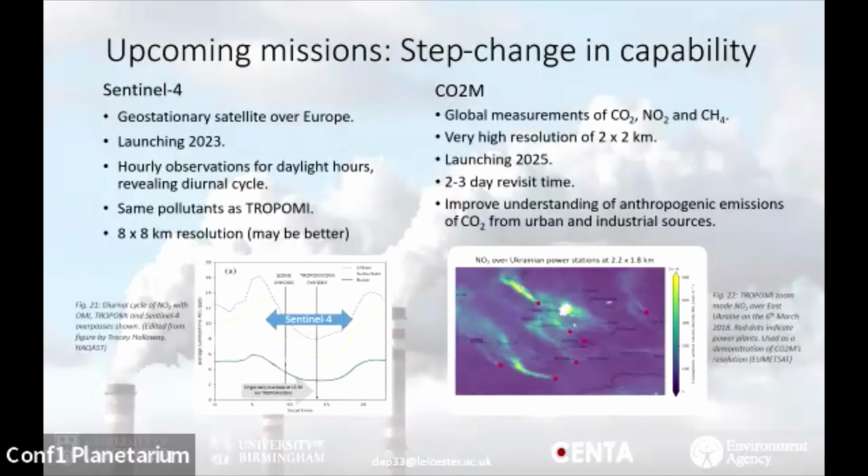And we've also got CO2M, which is a high-resolution carbon dioxide sensing instrument, which also has nitrogen dioxide and methane capabilities. So high resolution, 2x2 kilometer, and is designed to improve our understanding of anthropogenic emissions. And a key part of CO2M is being able to sense both carbon dioxide and NO2 together, and we can look at the ratio between those two and better isolate industrial sources from urban sources.